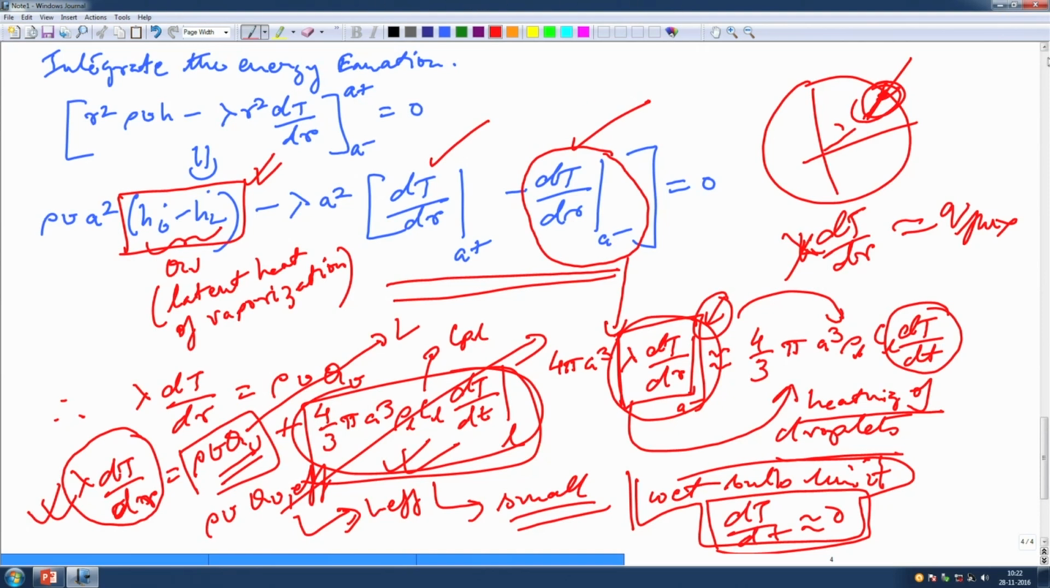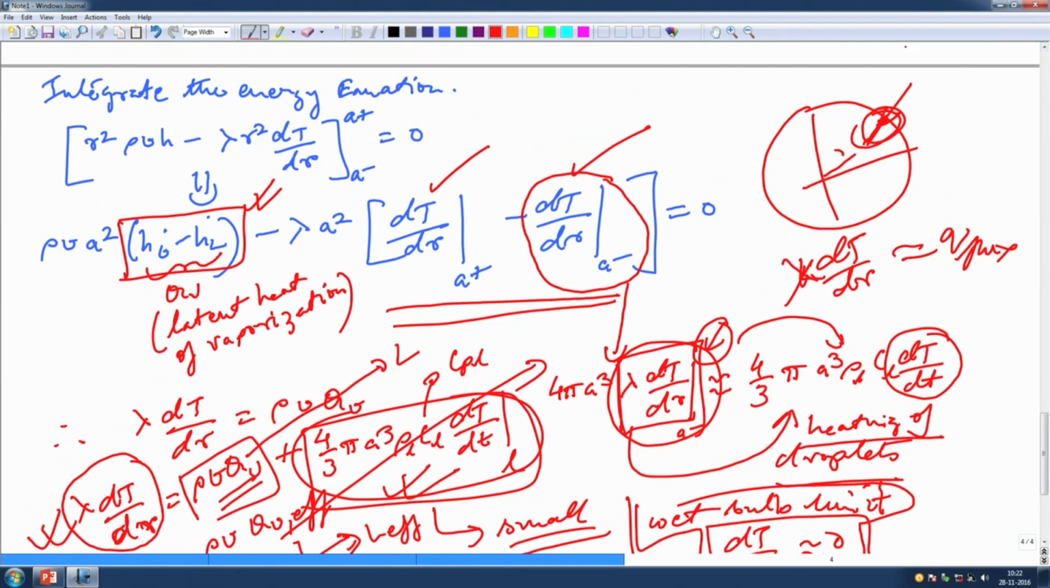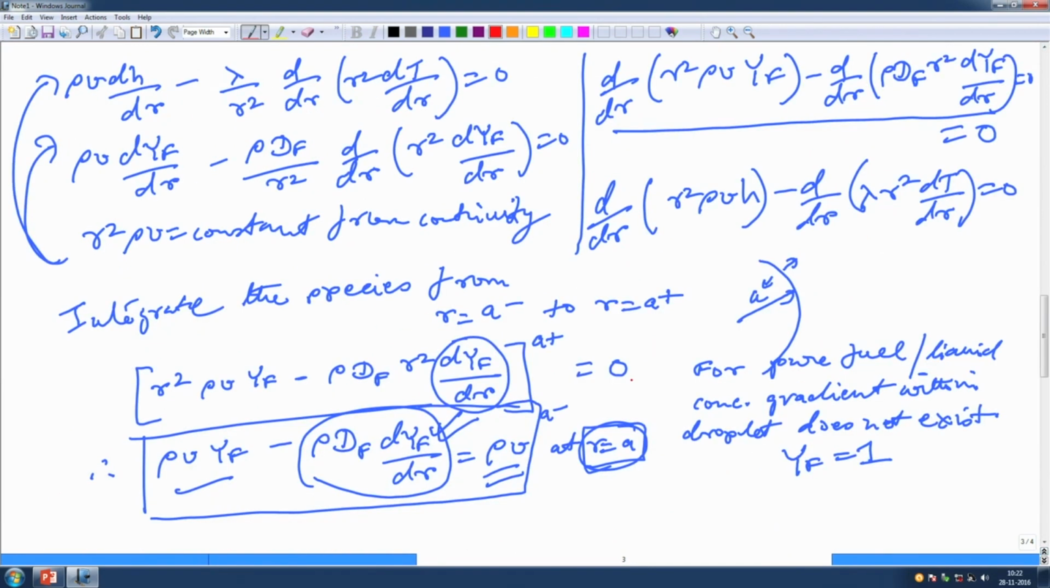Similarly, if you recall what we did in the species balance, we established this particular form. Once again, that is the slope of the species in the vapor phase, which is also given by these two terms. Got it? Okay. This should be clear. Now, we are coming close to finishing this particular thing.